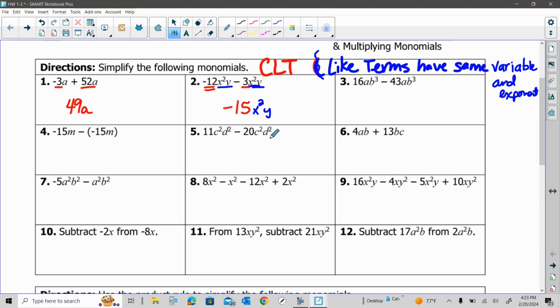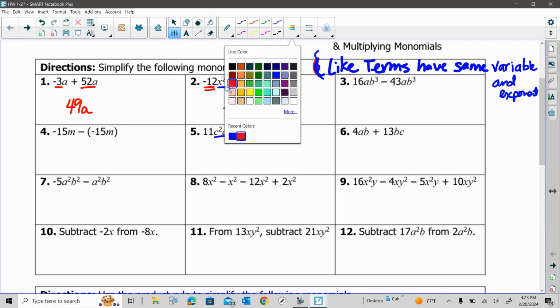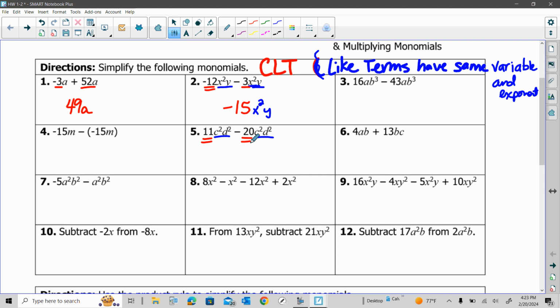Another example could be here on number 15. If I look, c squared d squared, c squared d squared, these are like terms. And then all I'm doing is subtracting the coefficients, 11 minus 20. That's going to give me -9 c squared d squared.